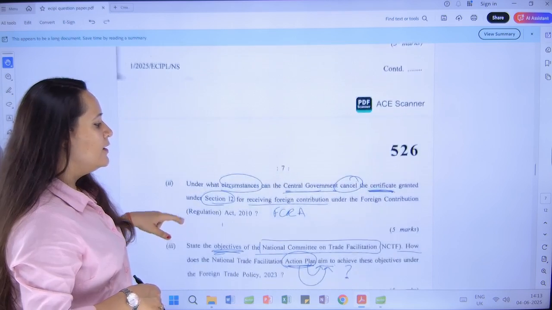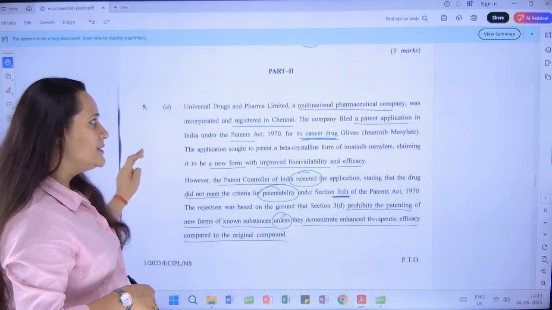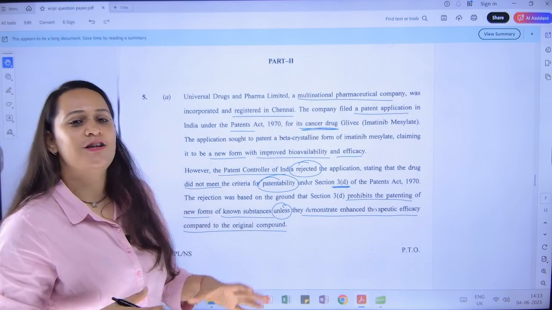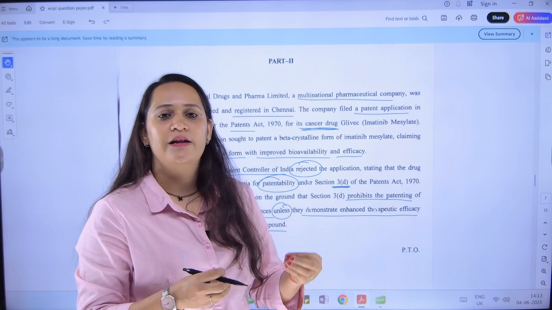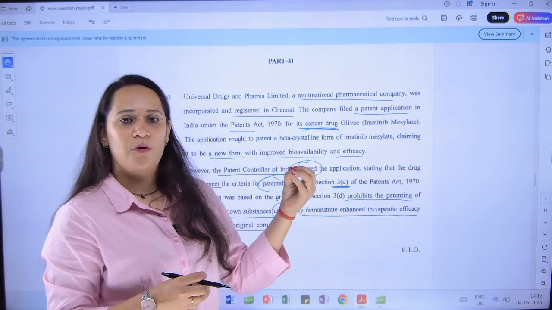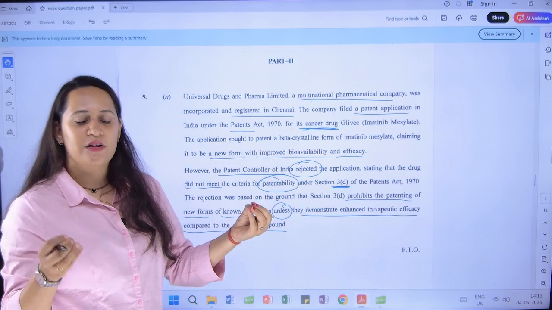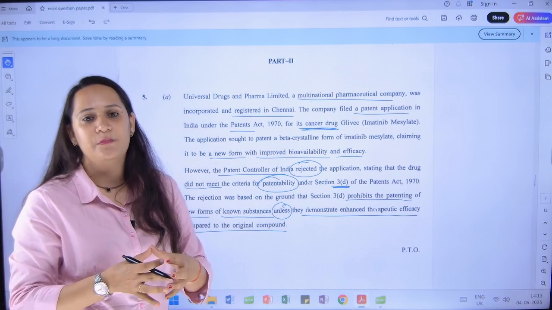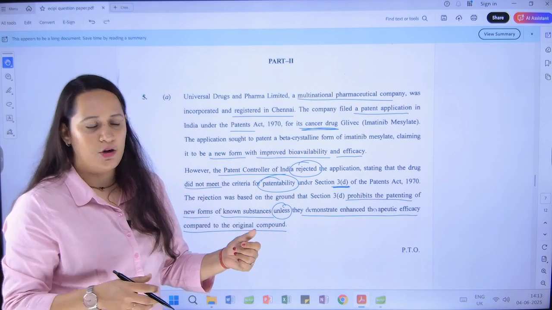So overall in part A, out of 60 marks, majority are direct questions. Only hardly 5 or 10 marks is where you have to apply your provision of law with the given case study and given interpretation. All other questions are direct questions.